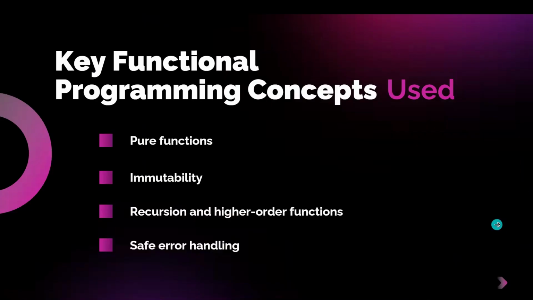This project demonstrates several key functional programming concepts. Pure functions for predictable and reliable computation. Immutability with no mutable state. Recursion and higher-order functions such as map and fold. Algebraic data types to model real-world entities clearly. Safe error handling using Maybe and Either. These features make the system easier to reason about and extend.